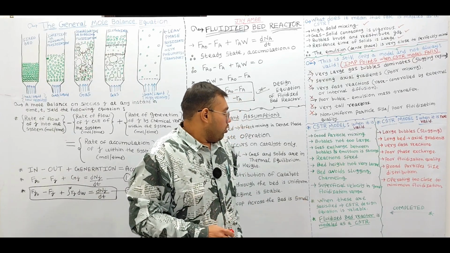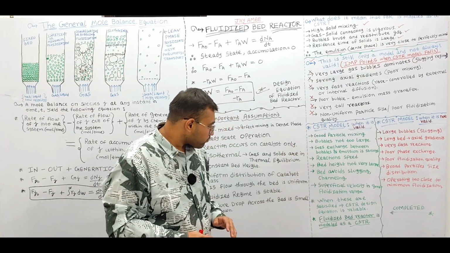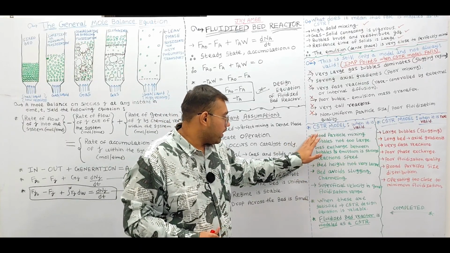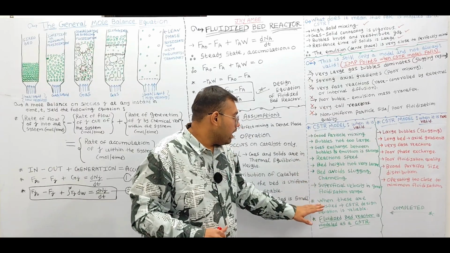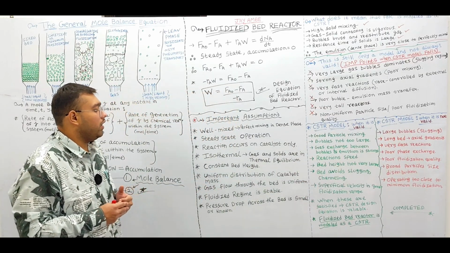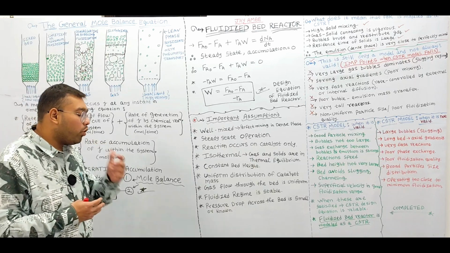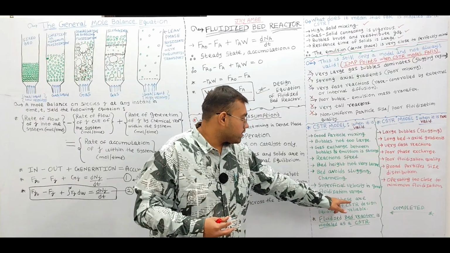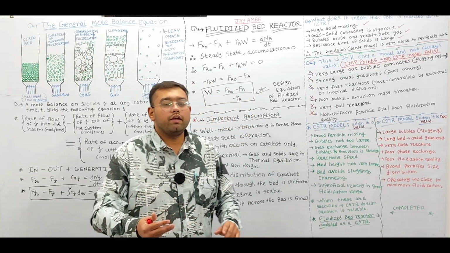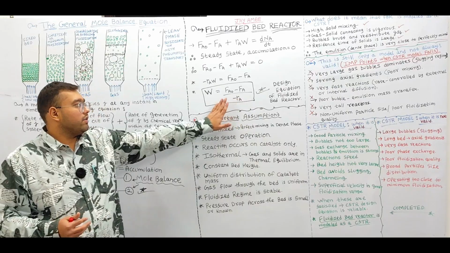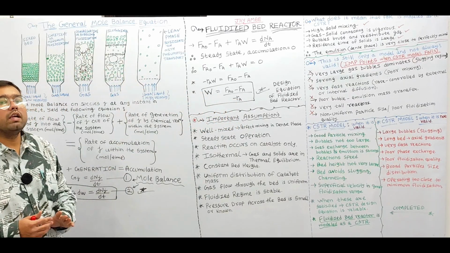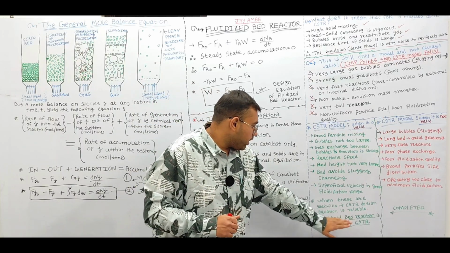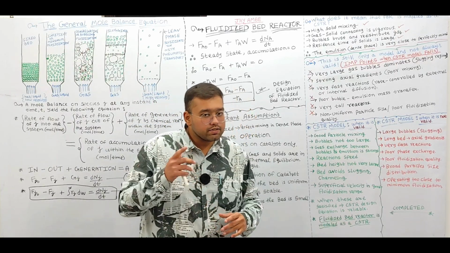Okay, so when all these conditions are satisfied, we can design the fluidized bed reactor. We can model the fluidized bed reactor as a continuous stirred tank reactor, right? So the CSTR design equation is reliable here. We can design the fluidized bed reactor as a continuous stirred tank reactor or perfectly mixed reactor. Okay, so the fluidized bed reactor is modeled as a CSTR.